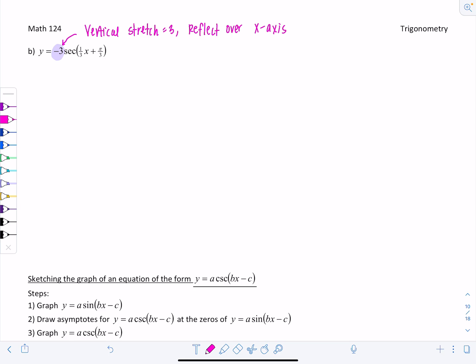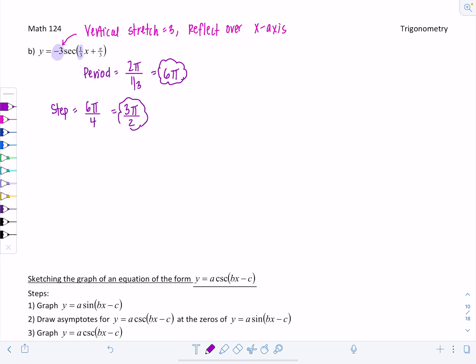Now let's find the new period. So the period is equal to 2 pi divided by b. What's b? It's 1/3. So 2 pi divided by 1/3, that's 2 pi times 3, so 6 pi. The period's 6 pi. What's the step? The step is always the period divided by 4. So that's 3 pi over 2. And we have a phase shift, don't we?